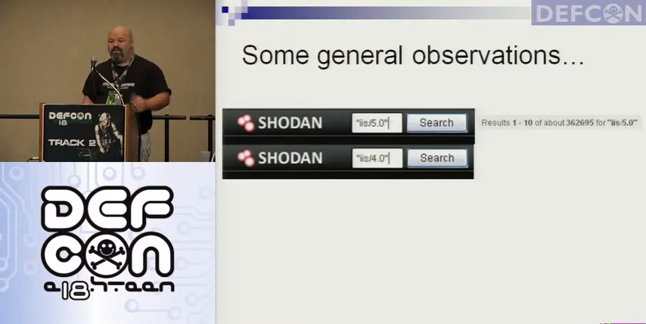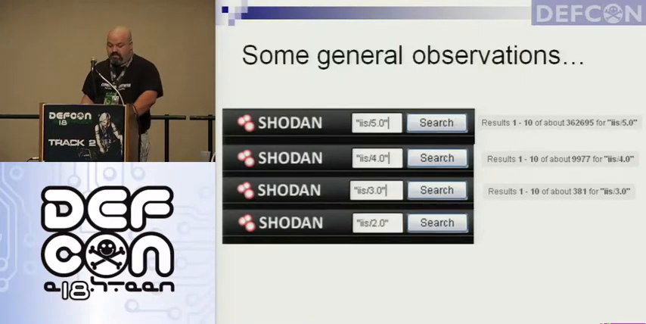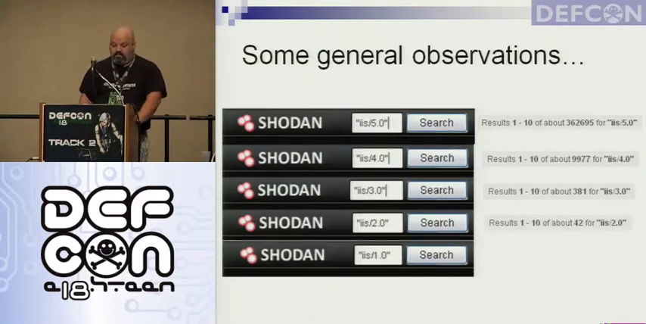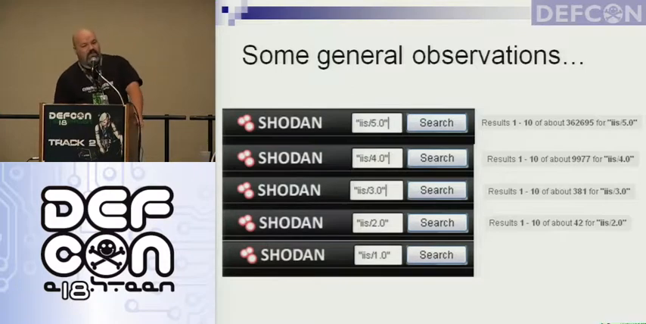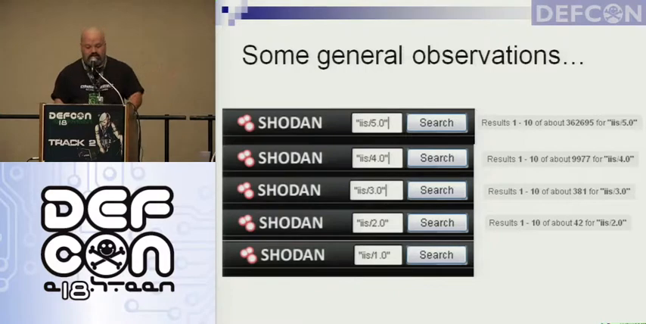362,000. IIS 4.0. See, now we're getting older. Now we're going back into the 90s. Still almost 10,000. Well, 3.0. You see where this is going, right? 381. IIS 2.0. 42. Does anybody know what IIS 1.0 maps to? It's like Windows NT 3.51 maybe or something like that. It's like 1995, 94-ish.